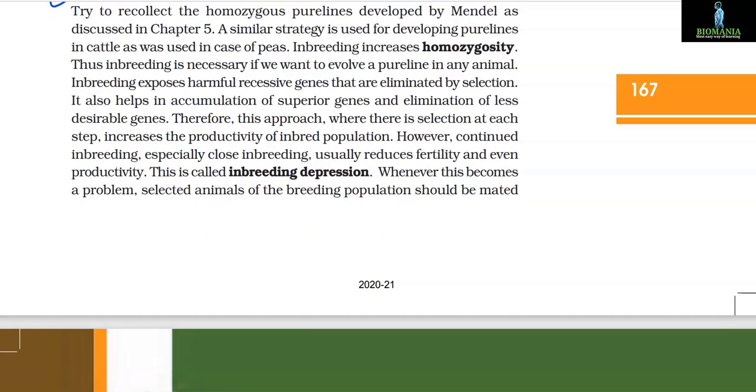Inbreeding exposes harmful recessive genes that are eliminated by selection. It also helps in accumulation of superior genes and elimination of less desirable genes. Therefore, this approach, where there is selection at each step, increases the productivity of inbred population. However, continued inbreeding, especially close inbreeding, usually reduces fertility and even productivity. This is called inbreeding depression.